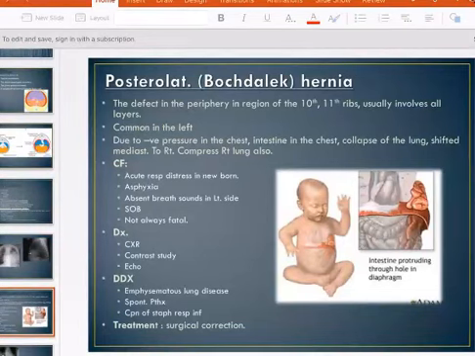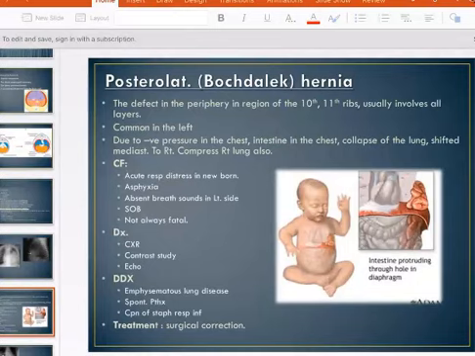So the presentation of that one is acute respiratory distress in the newborn, asphyxia, and there is an absent breathing sound on the left side, and shortness of breath. And these are not always fatal, but have a high mortality rate even in the best centers in the world.